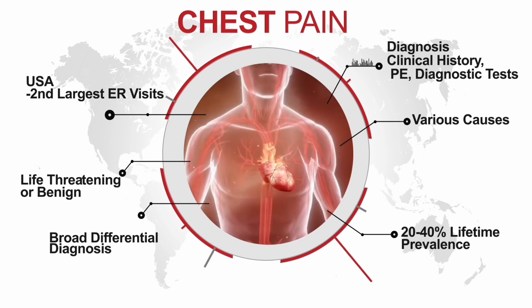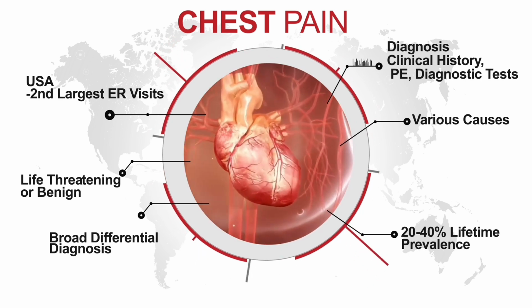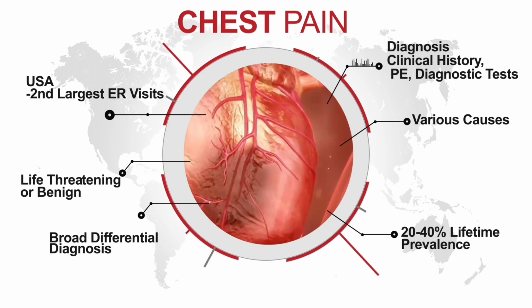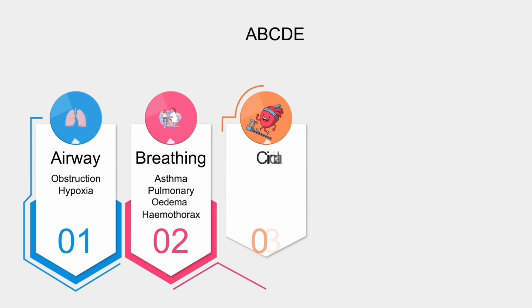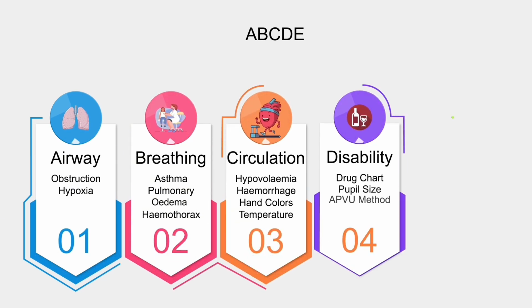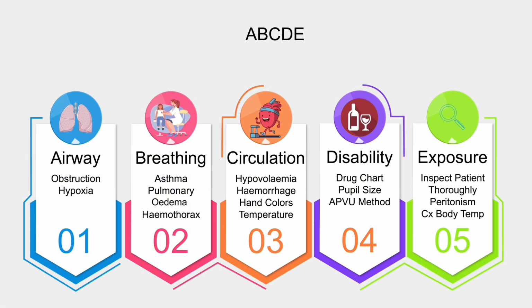Today we'll talk about chest pain and how we evaluate. Chest pain has a broad differential diagnosis, including life-threatening conditions. The initial step in evaluating a patient with chest pain is to assess their ABCDEs: airway, breathing, circulation, disability, and exposure to determine if they are stable or unstable.